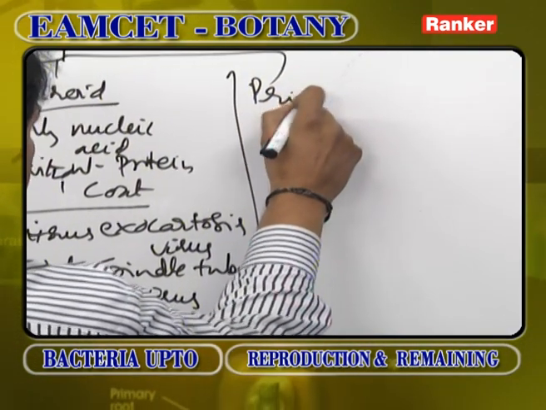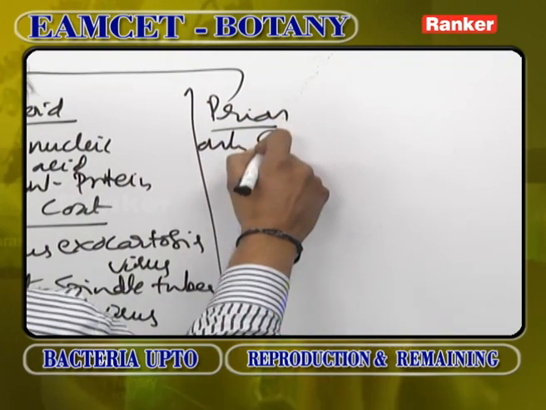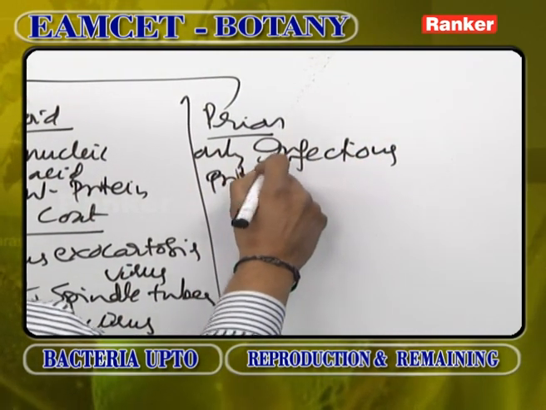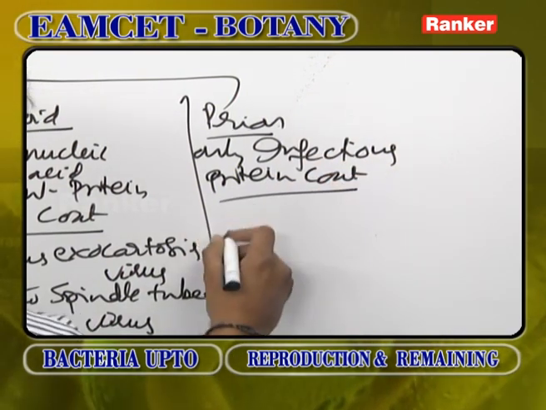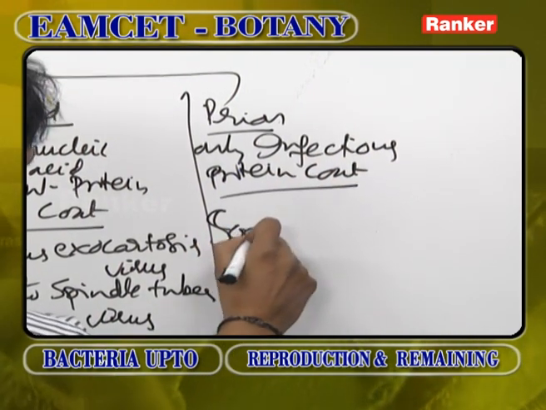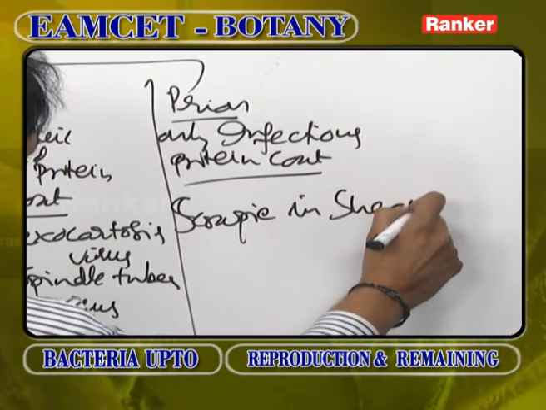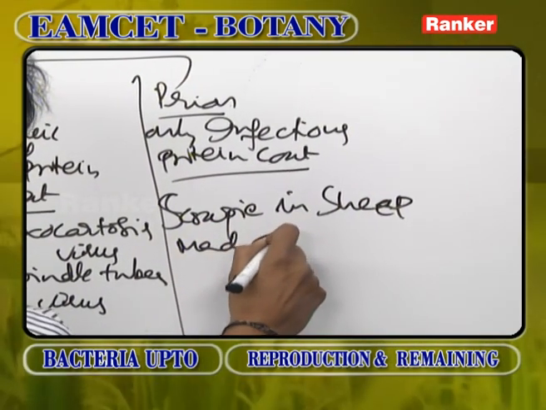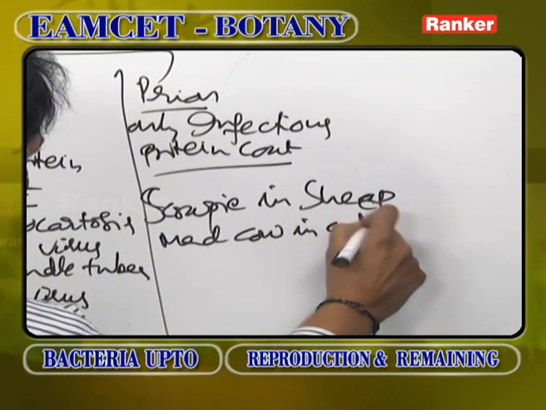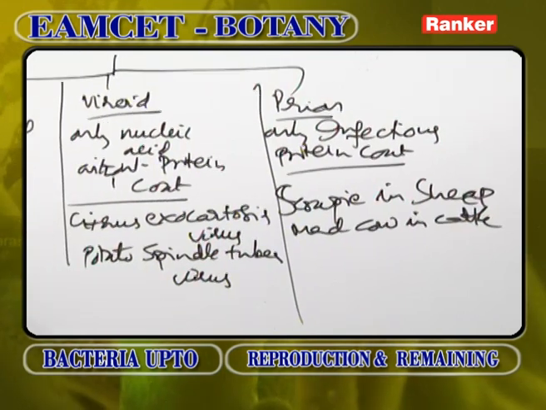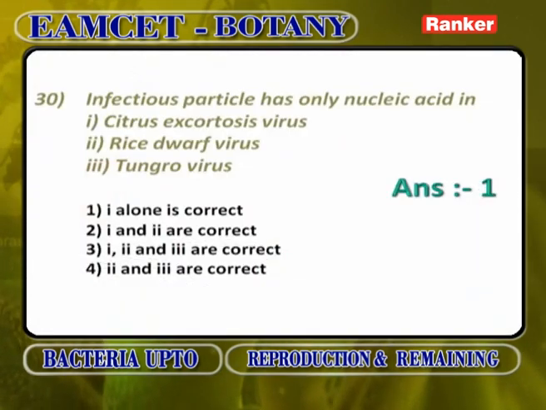Prion has only infectious protein coat, nucleic acid is absent. It also causes diseases like scrapie disease in sheep, mad cow in cattle. So, here the answer is prion. So, what is the question asked?